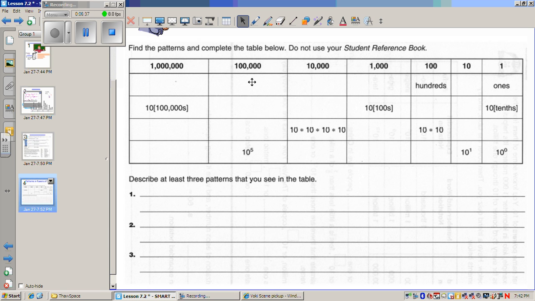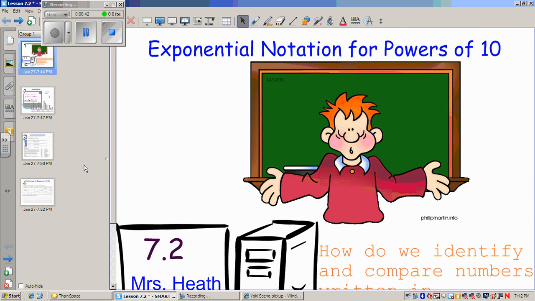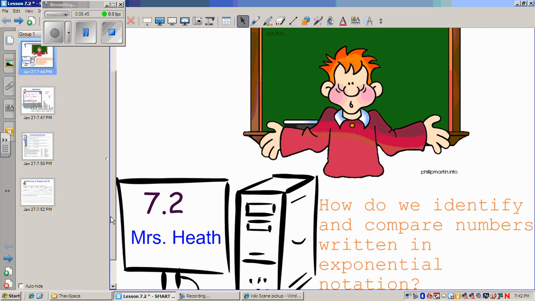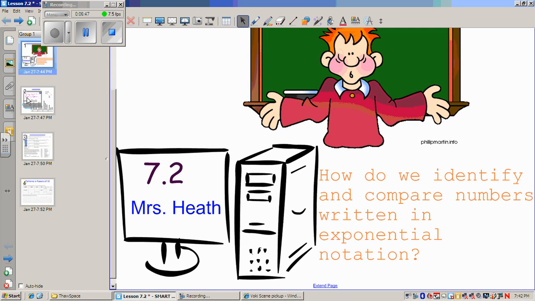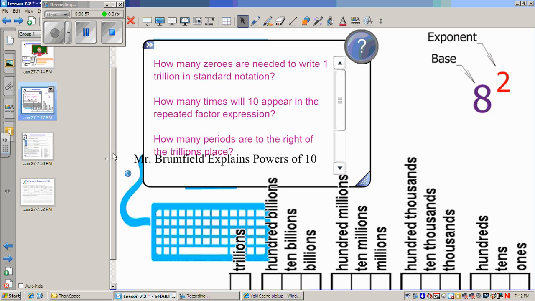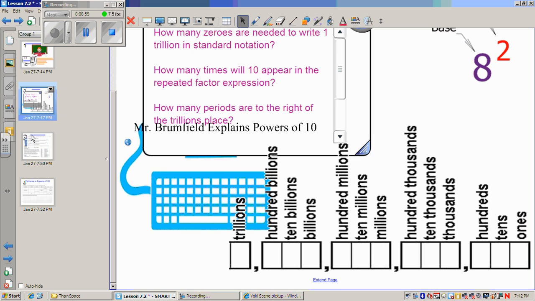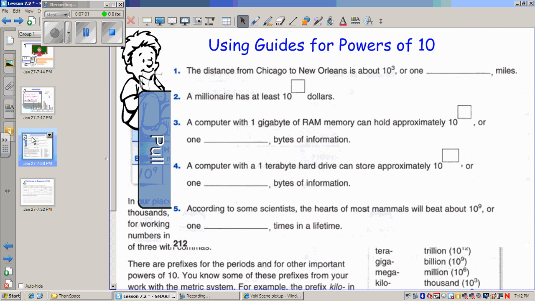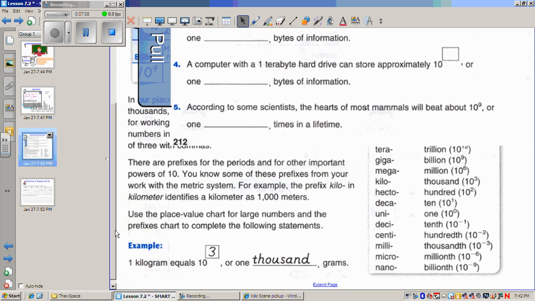So let's take a look and review quickly what we were to accomplish in our lesson today. Our objective was how do we identify and compare numbers written in exponential notation. We listened to the video. We talked about our base and our exponent. We talked about trillions being 10 to the 12th power, and you looked at this chart at the bottom. Finally, your homework was to do numbers 3, 4, and 5 in your journal. Use the chart. The chart is very, very helpful. It will help you with these problems if you can't remember.